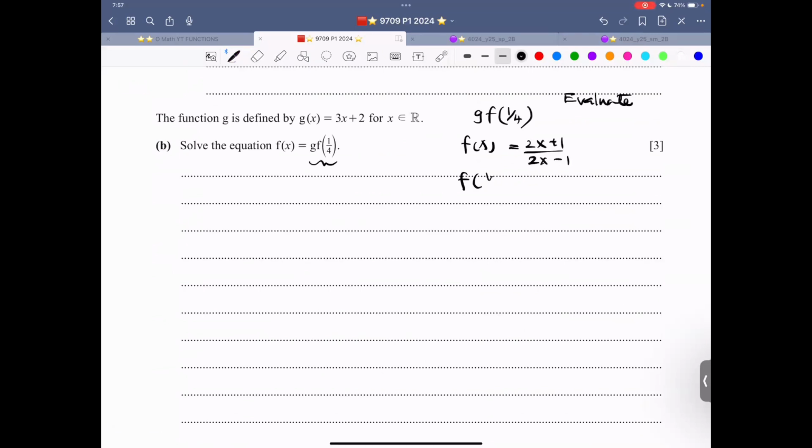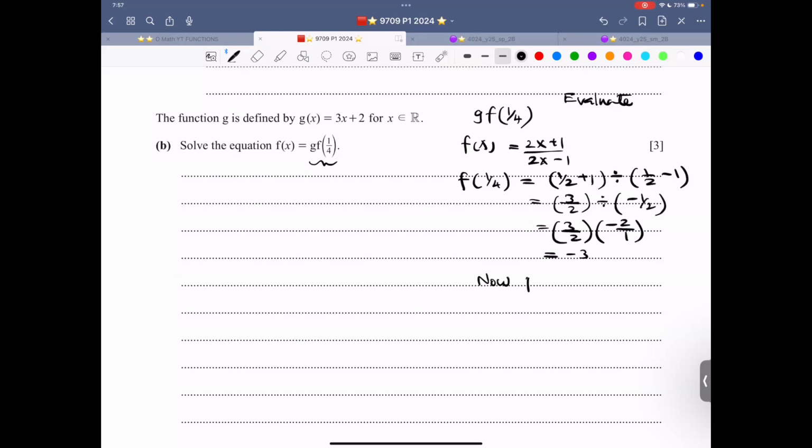If I plug in 1/4 in it, 2 into 1/4 is half, plus 1. And divided by 2 into 1/4, which is half, minus 1. Half plus 1 is 3 over 2. Division, half minus 1 is negative half. So 3 over 2 multiplying with negative 2 over 1 comes out to be negative 3.